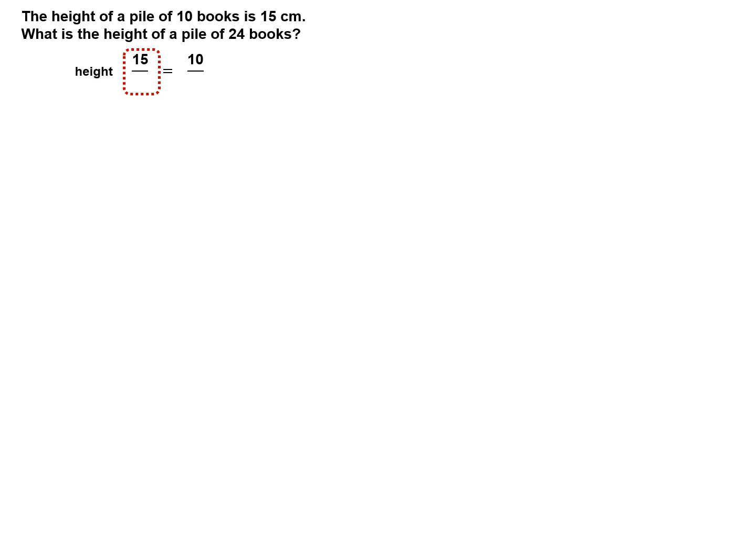The height of a pile of 10 books is 15 centimeters. What is the height of a pile of 24 books? The height of a pile is proportional to the number of books. The more books, the more height.